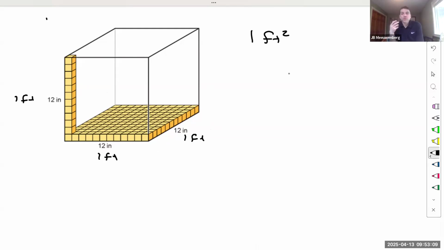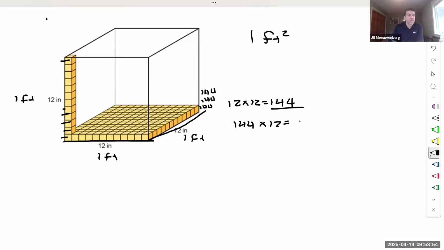But if we want to express that same volume in cubic inches, we would count how many cubic inches are on that bottom layer, which is 12 this way and 12 this way. We know 12 times 12 is 144. So there's 144 cubes on that bottom layer. And then we're going to stack layers of 144. You'd have 144 on the bottom layer, 144 on the next layer, and so on. And you would have 12 layers, each with 144 in them. 144 times 12 layers is 1,728. So to fill this box, you would need 1,728 of these little cubes. And each one of those is a cubic inch.